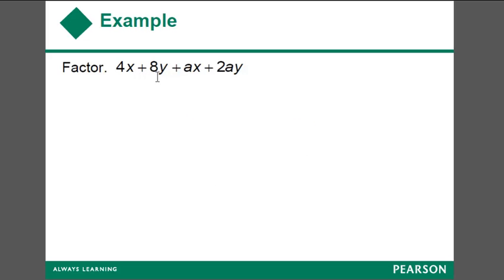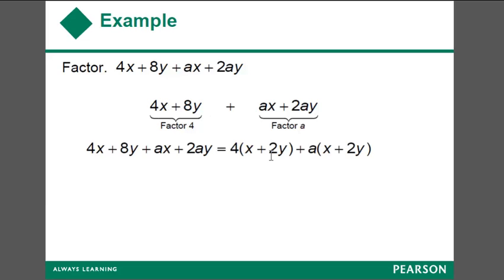Here I have 4x plus 8y plus 8x plus 2ay. I can still look at my first two terms and factor, and look at my second two terms and factor there. Out of my first two terms, I can factor out a 4. Out of my second terms, I can factor out an a, because there's an a in common. When I do so, out of my first terms, factoring out a 4, I will be left with x plus 2y, as shown here. Out of my second terms, whenever I factor out an a, I'll be left with x plus 2y, as shown here.